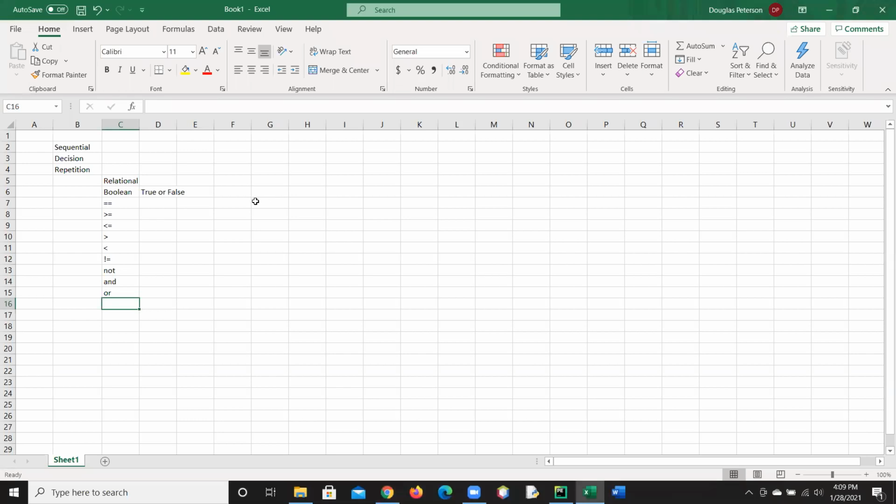We basically have to understand the truth table for them. So we've got not, which is, let's see, true and false here. If it's not true, it's false. And if it's not false, it's true. That's how simple that one is. And is a little bit different.